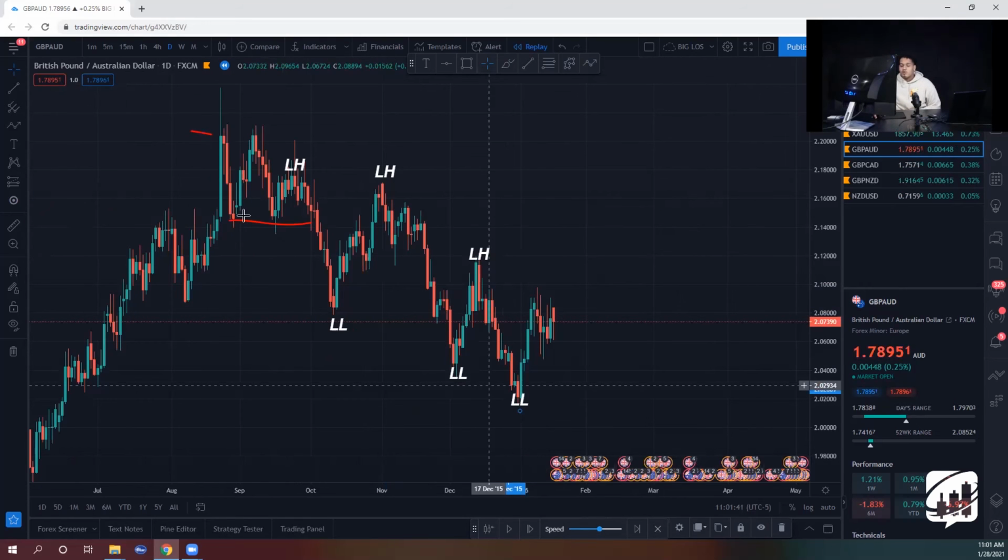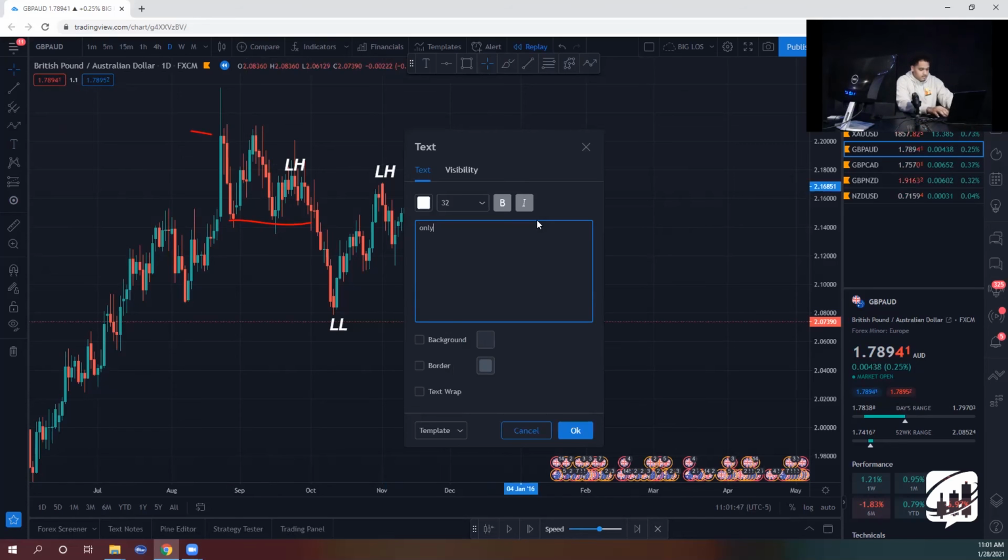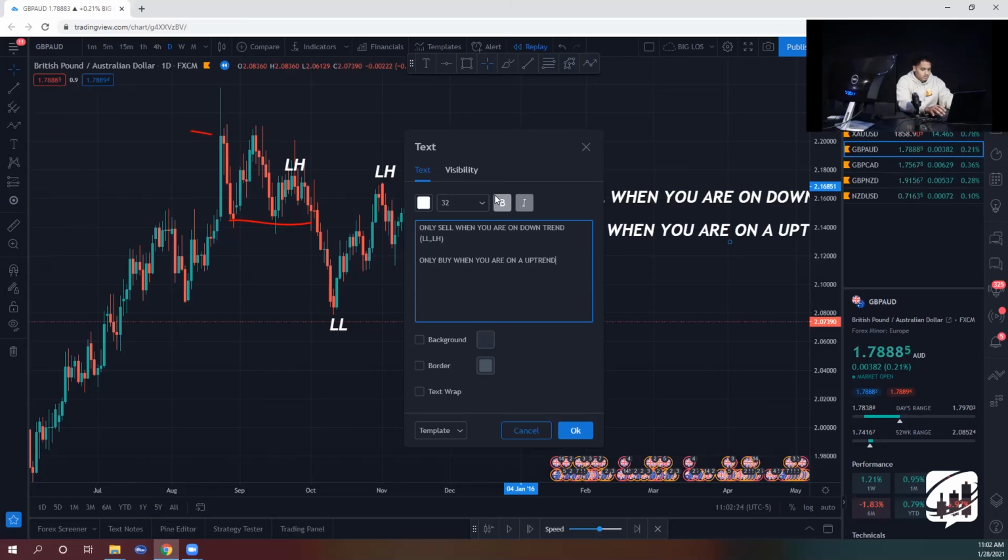Okay, so you should only be selling. Okay, I'm gonna type this in. Only sell. Matter of fact, all caps. Only sell when you are on a downtrend. Okay, so when you're making lower lows and lower highs. Okay, and you should only buy when you are on an uptrend. Okay, so that's when you're making higher highs and higher lows.